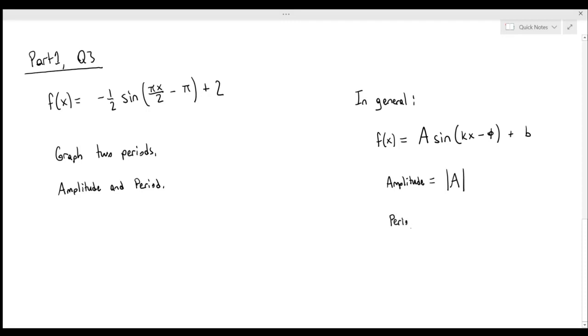To get the period, note that the period is affected by the coefficient of x, which I've labeled k. The period is going to be equal to 2 pi over k. In case k is negative, you can take the absolute value, which would be good as well. Looking at our function, the coefficient of the sine function is -1/2, so the amplitude is the absolute value of that, which is 1/2.